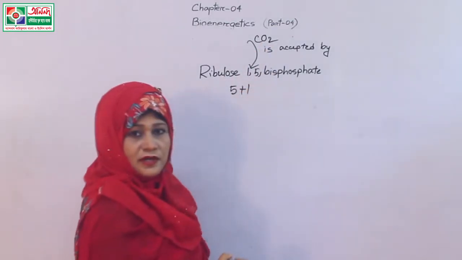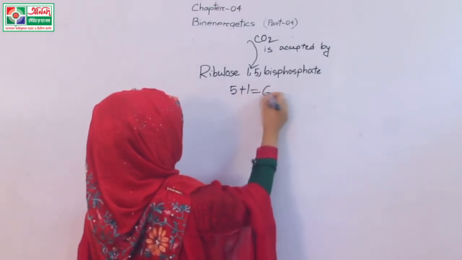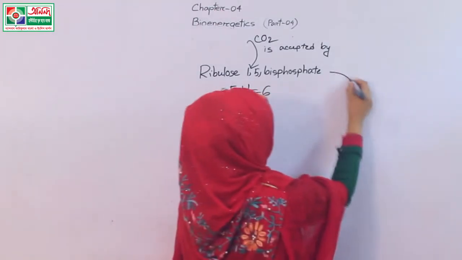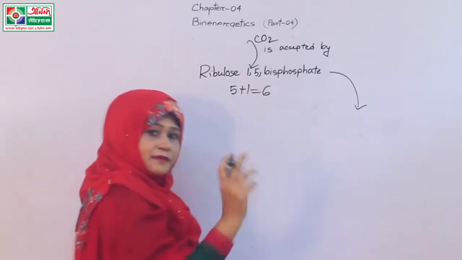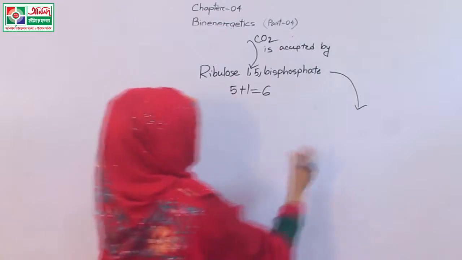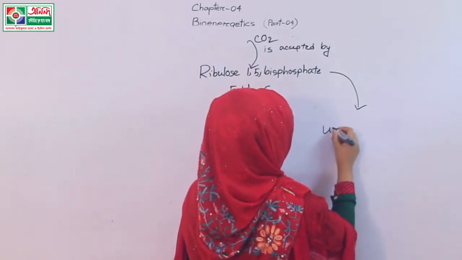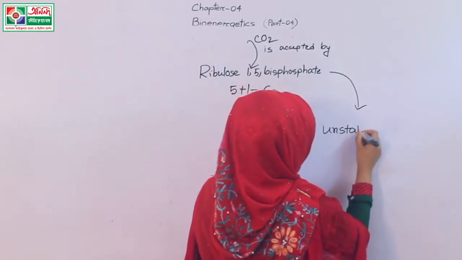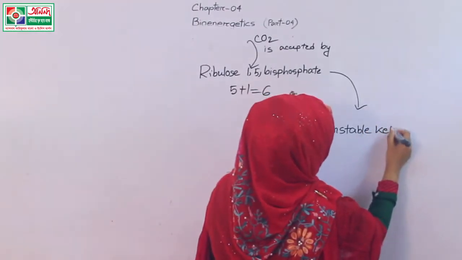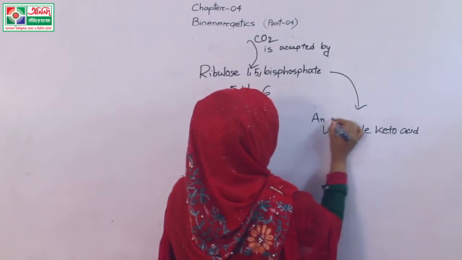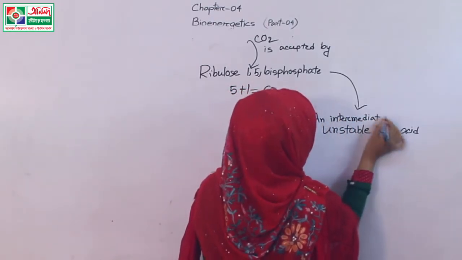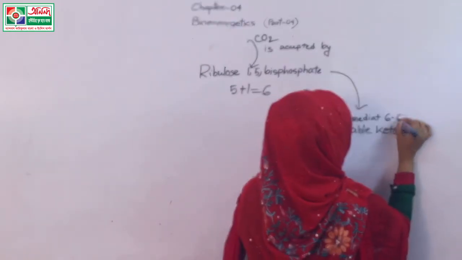So 5 plus 1 equals 6. That's why the product we will get is a 6 carbon product, and the name of this product is keto acid. Unstable keto acids, an intermediate 6 carbon compound.